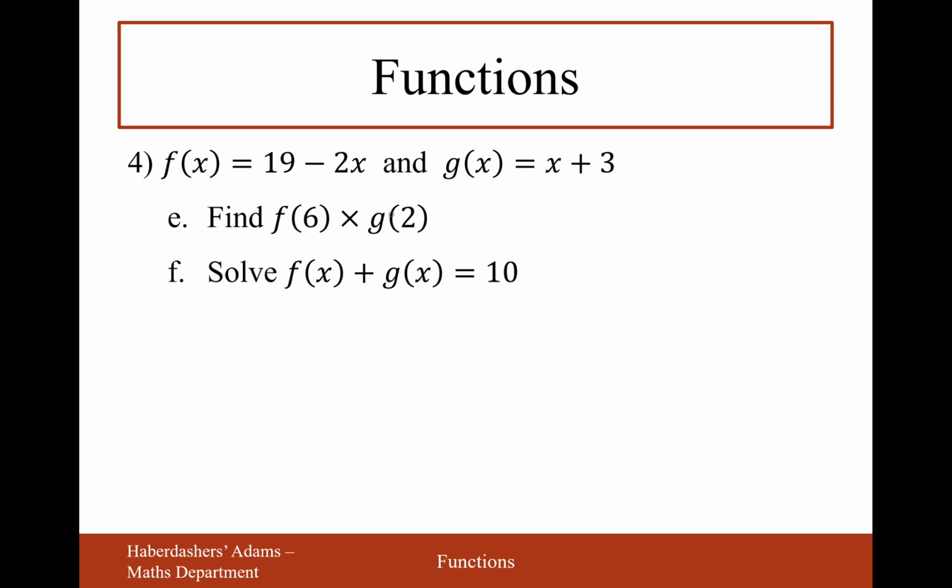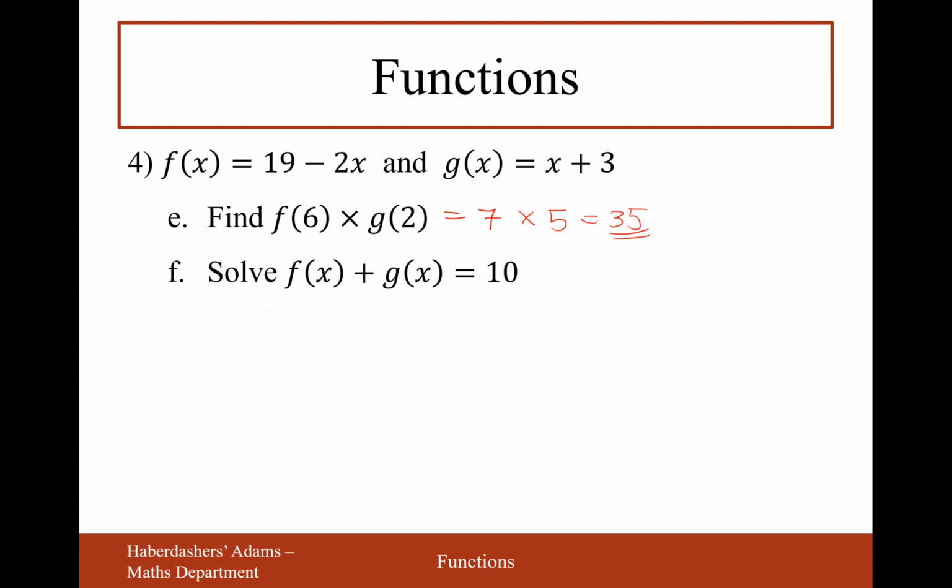Okay, so in this first part, we're going to put 6 into f, put 2 into g, and multiply the two answers together. So putting 6 into f, that'll make it 12. 19 minus 12 is 7. Multiplied by 2 put into here, that's 5. So that'll make the answer 35.